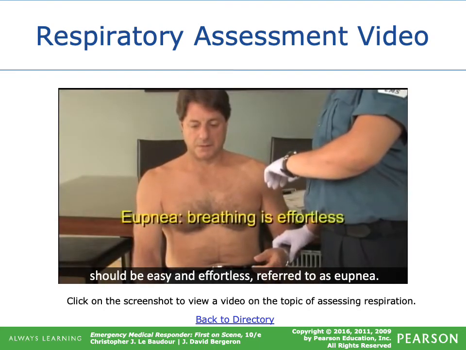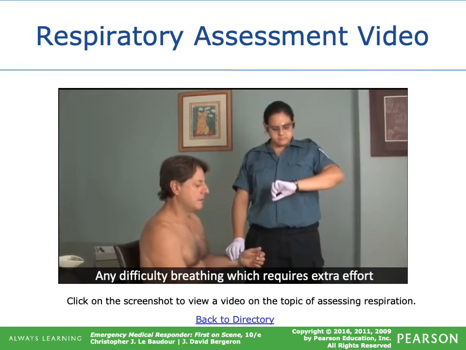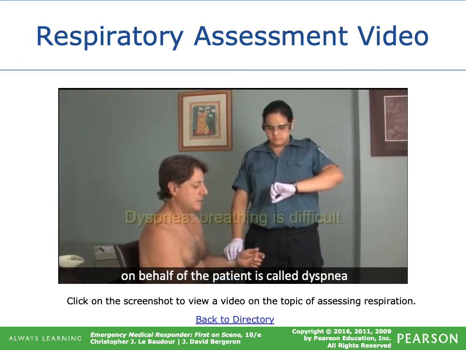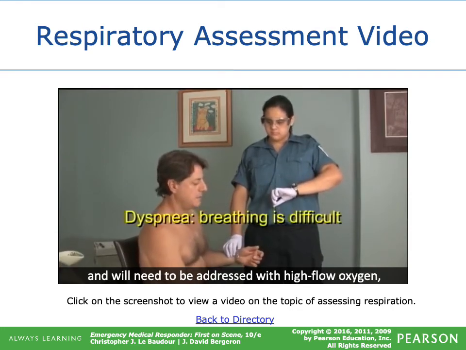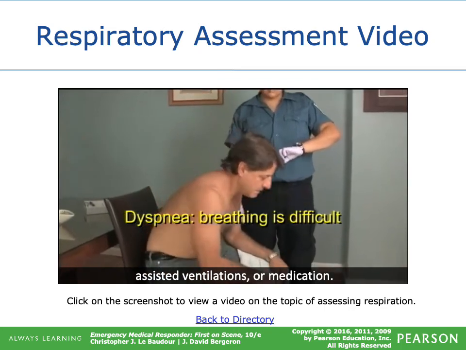The normal rhythm to respirations is that inhalation takes only half as long as exhalation. Any pattern other than this can indicate serious problems such as a traumatic brain injury, hyperglycemia, or metabolic emergency.